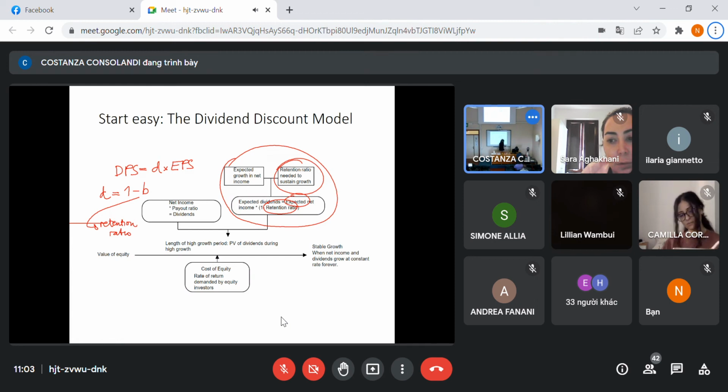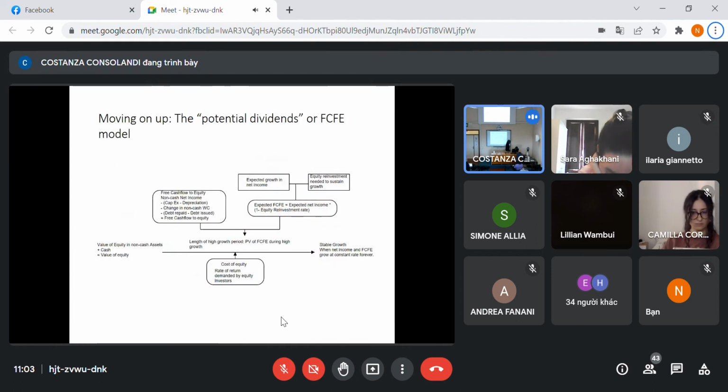And we will work on this tomorrow. Then we define the stable growth, and we have the terminal value, and we calculate the present value of the terminal value, and we put everything together, and we evaluate the company today.